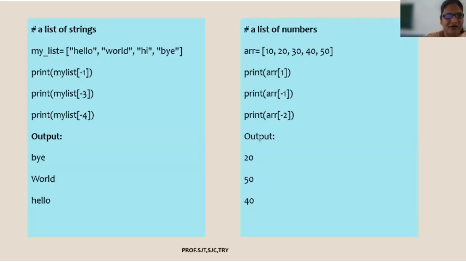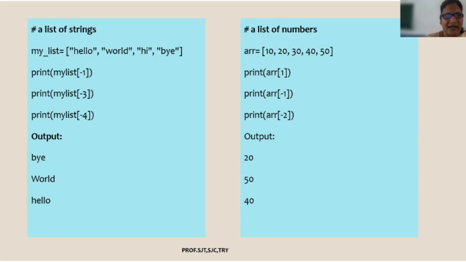A list of strings also I have given here. My list is equal to 4 different strings. Print my list of -1, print my list of -3, and print my list of -4. So what will be the output for the given code? The first output is bye, the second output is world, and the third output is hello.